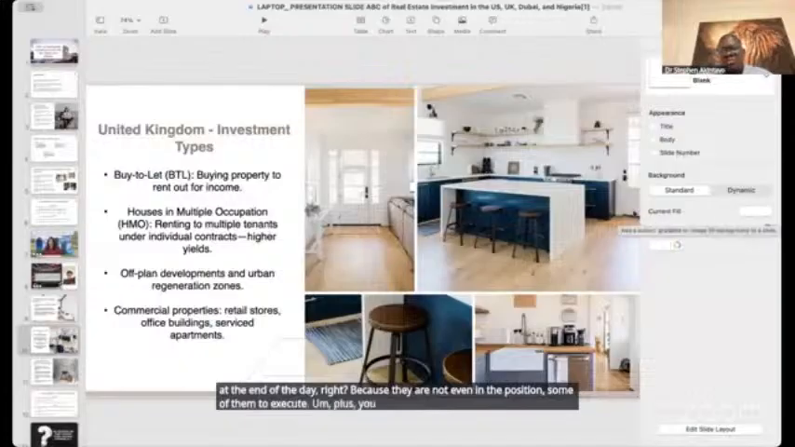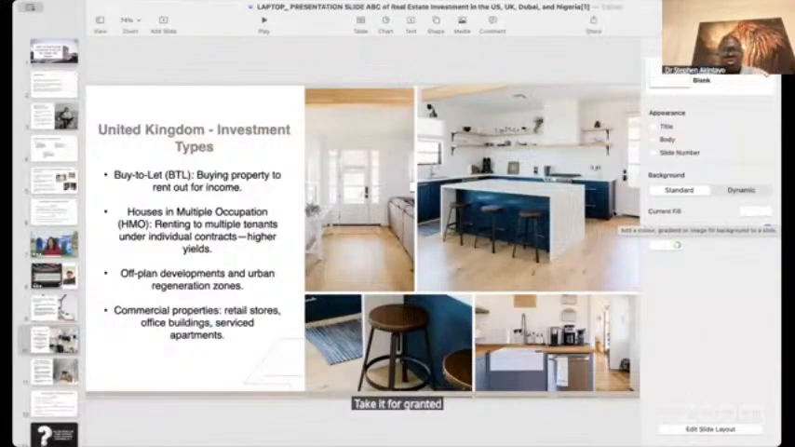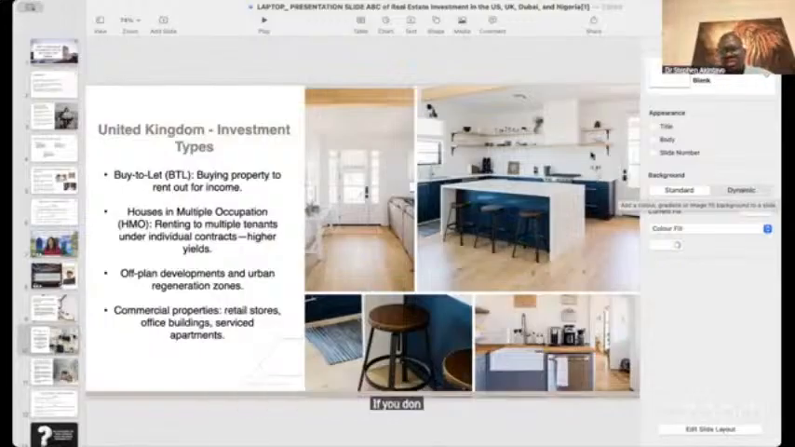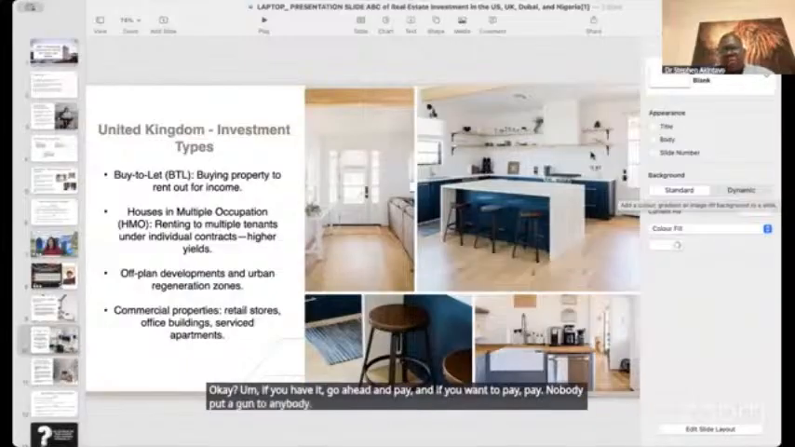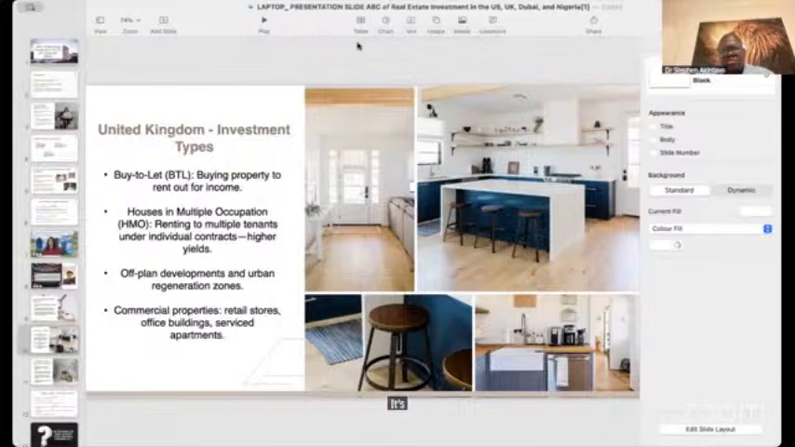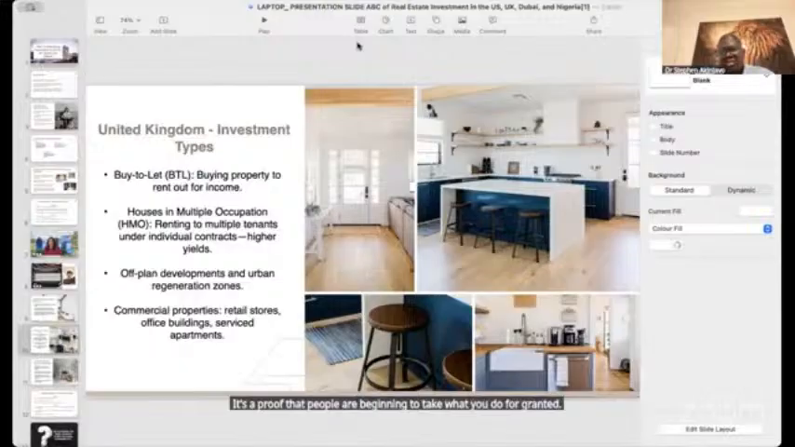Plus, you then see people also take it for granted. They just feel you owe them. After all, he's a rich man. Otherwise, I don't see why anybody will make a noise over how much I charge for coaching. If you don't have $18,000, you don't have it. Move away, look away. If you have it, go ahead and pay. And if you feel you want to pay, pay. Nobody put a gun to anybody. But to begin to insult me over how much I charge is proof that people are beginning to take what you do for granted. They don't respect you, they don't value you. That's what it means.